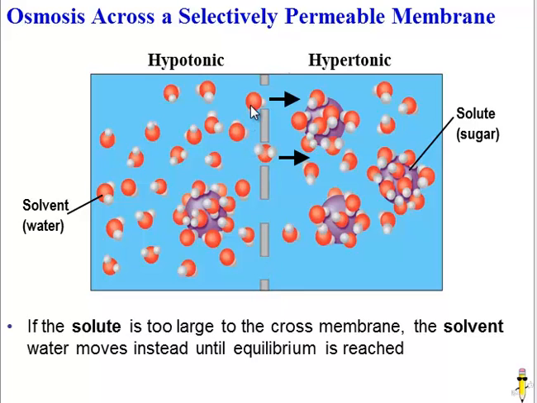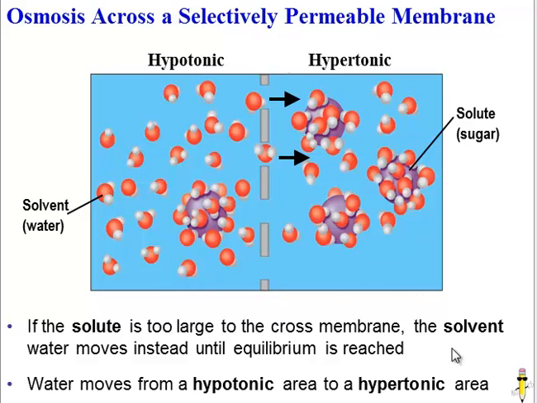As you can see, water is very tiny. It can fit through there. So equilibrium will be reached by the movement of water from the hypotonic side to the hypertonic side. And this is an important rule to remember. Because a hypotonic solution has more water, relatively speaking, than a hypertonic solution, water is going to move from its high concentration to its low concentration.